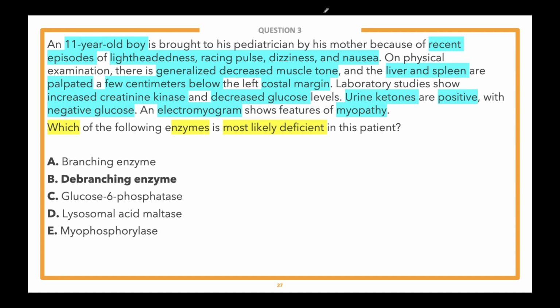So what does he have going on? Well, he's got a few things going on. He's got ketones in his urine, or ketonuria, and low blood sugar, we know that. He's got hepatomegaly and actually hepatosplenomegaly. They're telling us it's palpated below the costal margin, a few centimeters, which is abnormal. We also know there's increased creatine kinase, so there's a muscle issue going on there as well, okay?